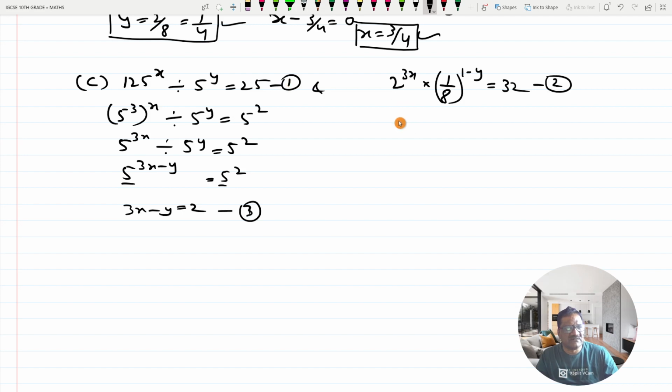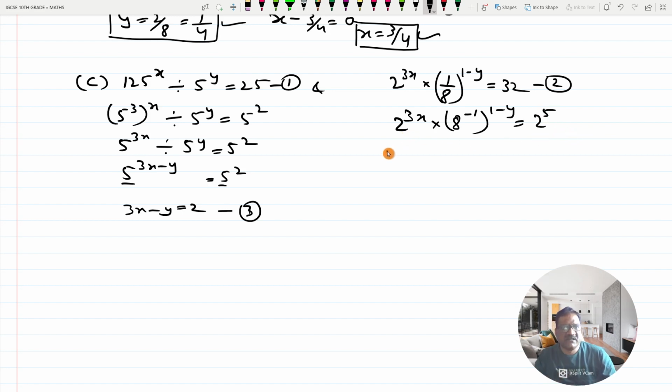2 raised to a 3x into this 1 upon 8. I'm going to take 8 on the top and make it 8 raised to minus 1 whole raised to a 1 minus y. This 32 can be written as 2 raised to 5, I suppose. Okay, because 2 raised to 4 is 16, and 2 raised to 5 is 32.